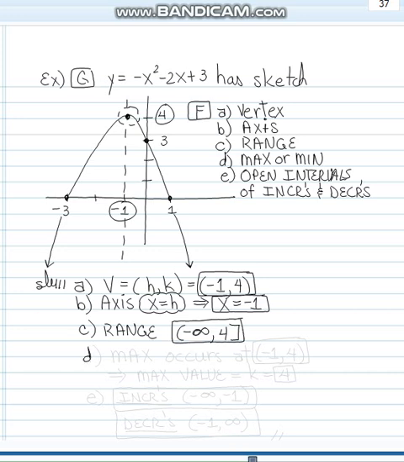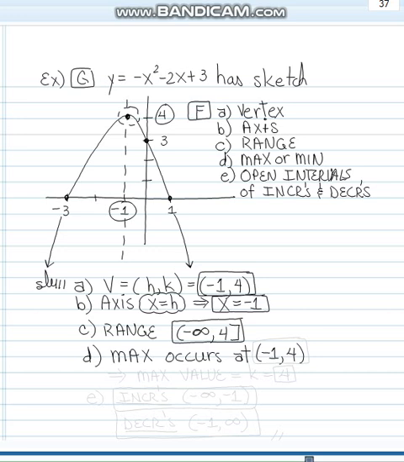Part D. Now, since the vertex is the point where the graph emerges in a downward position, that makes the vertex itself a maximum point. So we don't have a minimum point. We do have a max. It occurs at the ordered pair (h, k), which is (-1, 4). It's the ordered pair (x, y).